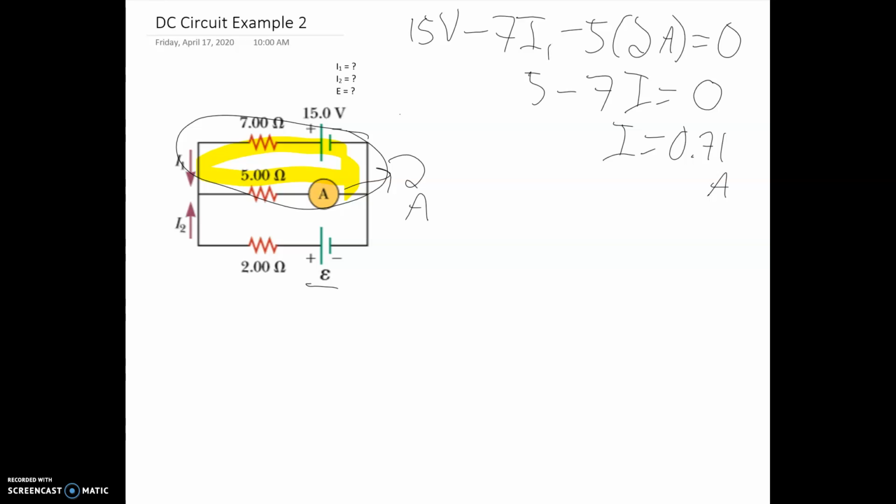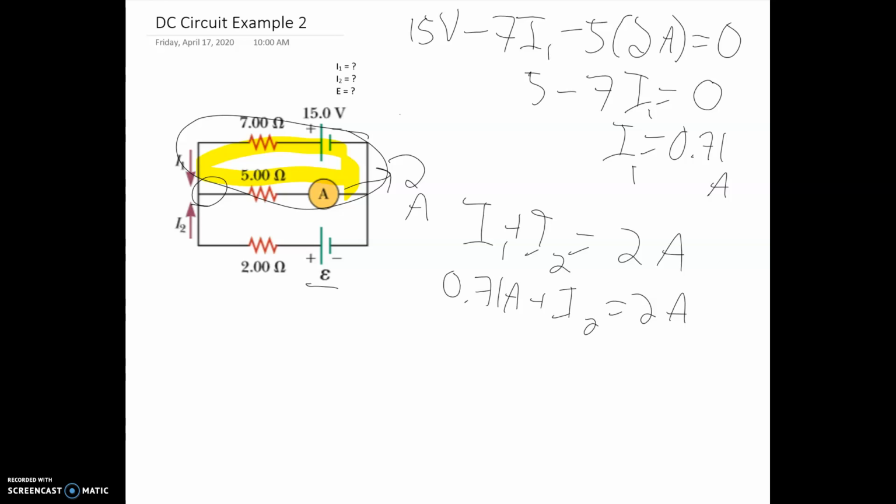The next thing I want is to find I2. Well, I2, it turns out, is pretty easy, because I know this value here, the value inside that is going to be I1 plus I2. I can see that they're going to add together to make 2 amps. And I just found I1. That's going to be 0.71 amps plus the current in the second one. It's going to be 2 amps. So I2 is just going to be 2 minus 0.71, which is 1.29 amps. So that's the second thing.